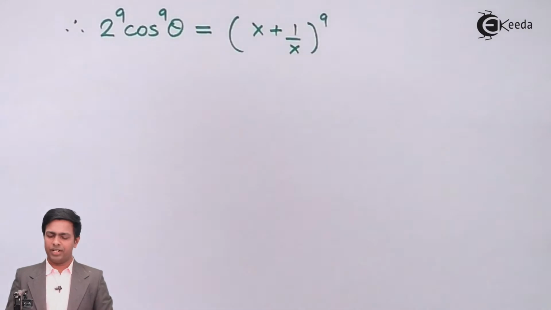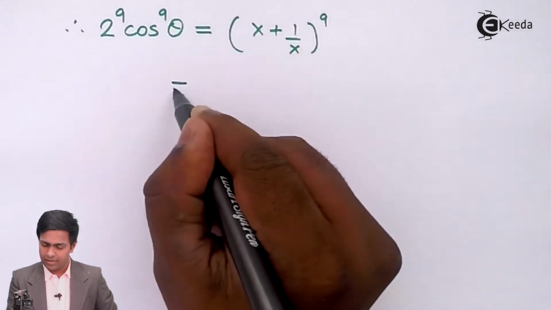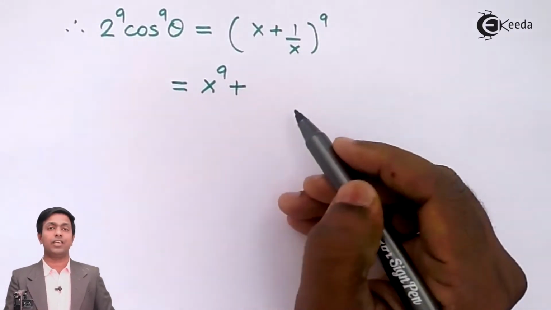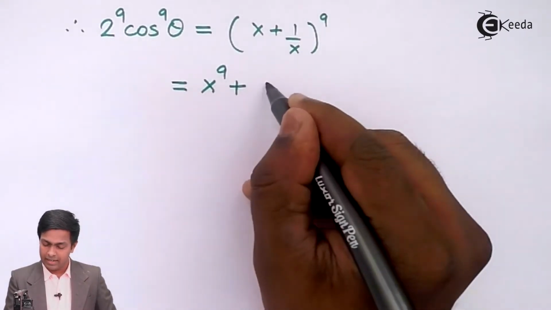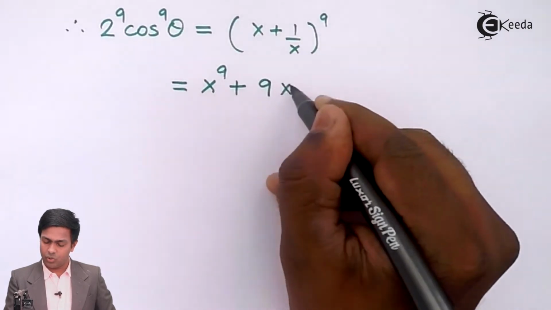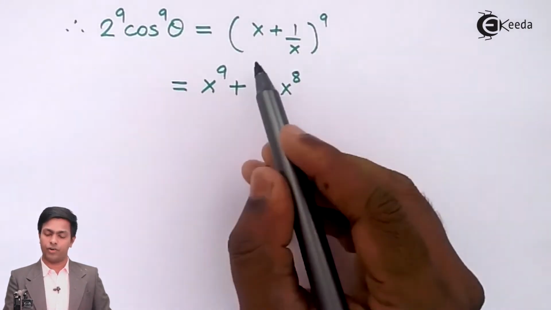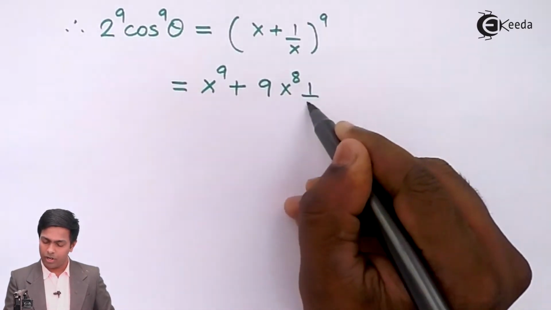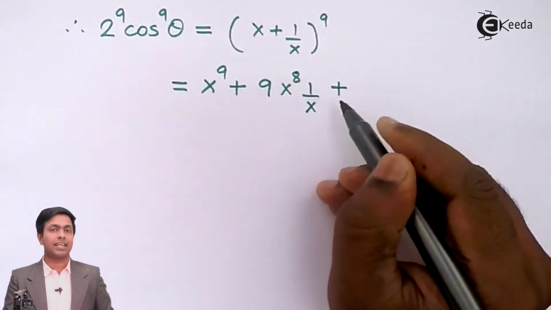By the binomial theorem, here we will get x raised to 9 as the first term, plus 9c1, which is 9, then x raised to 8. So we will reduce the power of the first term and increase the power of the second term, that is 1 upon x, plus 9c2.